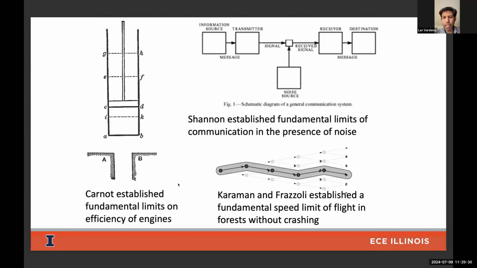And again, if you operate below that speed limit, you can actually fly infinitely without crashing. On the other hand, if you exceed that limit even a little bit, you'll crash infinitely often. Right, so all of these fundamental limits are compelling because they provide design principles as well as establishing the playing field. Next.